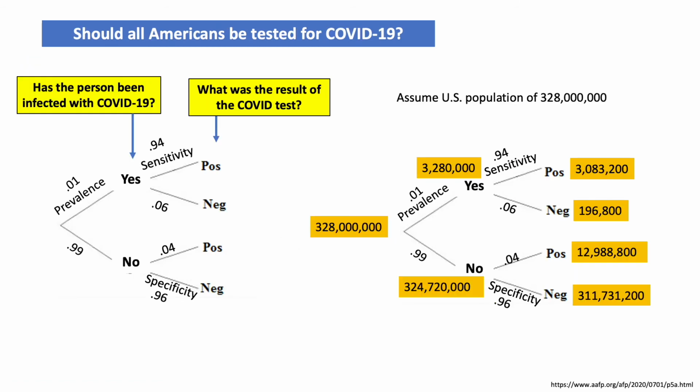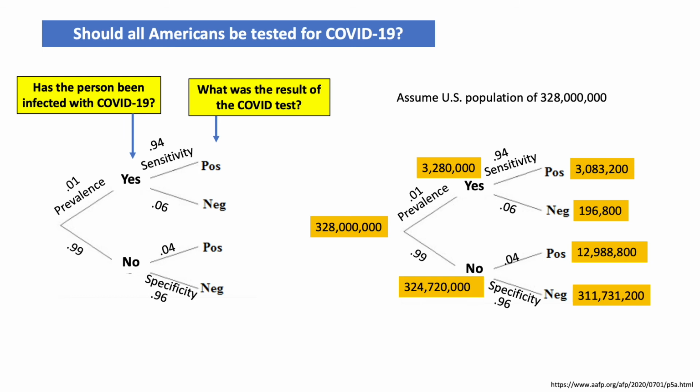Now, if you want, you can use a specific population size and calculate the false positive rate and false negative rate using population sizes. So if we start off with the population of the United States, 328 million. If we use those same percentages and we use the population size, you can see that over 3 million would be in the population, would have the disease, and over 324.7 million would not have the disease.